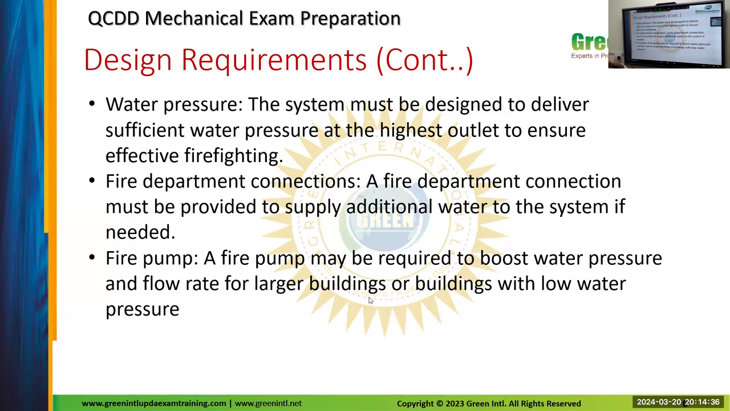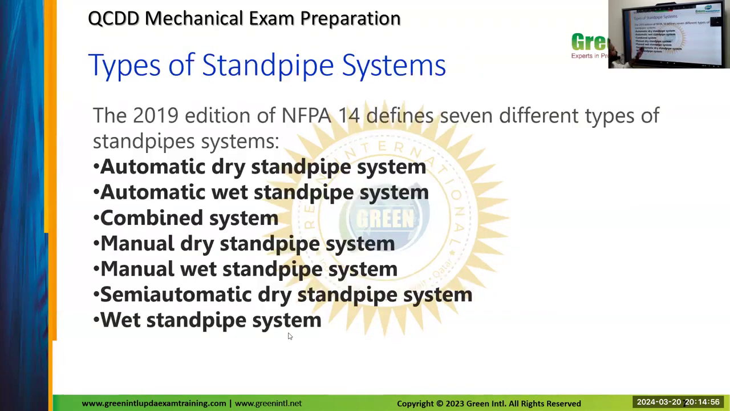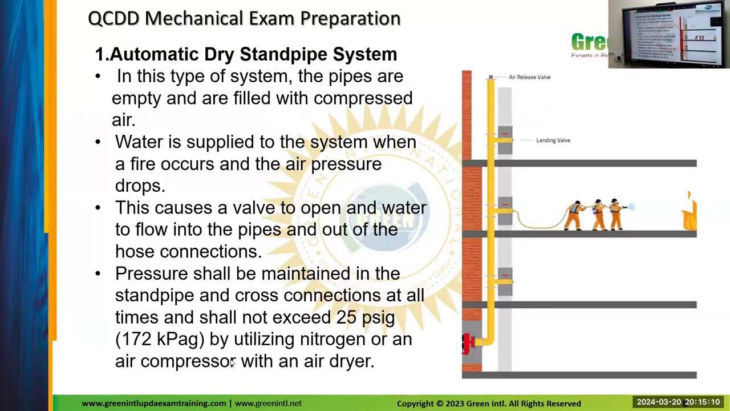So water pressure, we will determine how much pressure is required, and FDC connections, as we discussed, supply additional water to the system if needed. A fire pump may be required to boost the water pressure and flow rate for large buildings or buildings with low water pressure. So these are all the types of standpipe systems. Automatic dry standpipe systems, automatic wet standpipe systems, combined system, manual dry standpipe, manual wet standpipe systems, semi-automatic dry, and wet standpipe systems.